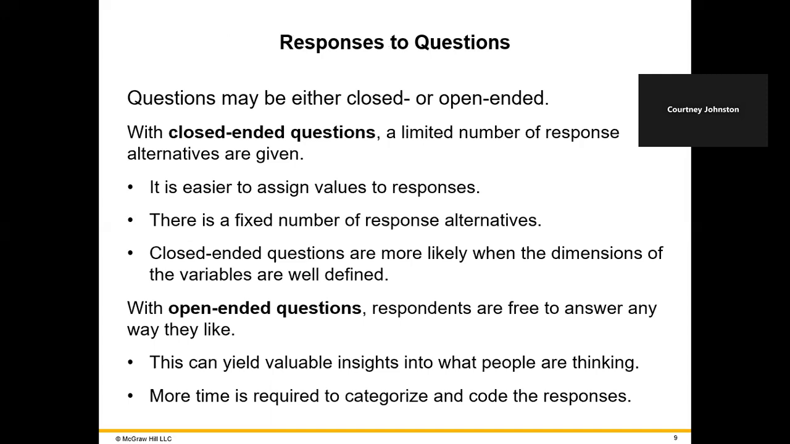The questions can be either closed or open-ended. So with closed-ended questions, there can only be a limited number of responses. It's easier to assign values to responses. There's a fixed number of response alternatives, and they're more likely when the dimensions of the variables are well defined. So again, it's going to encompass those variables you're studying much better. Whereas with open-ended questions, respondents are free to answer any way they like. So this can give valuable insights into what people are thinking, but there's more time required to categorize and code the responses.